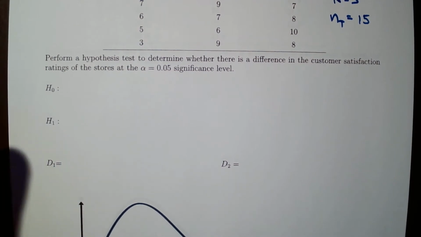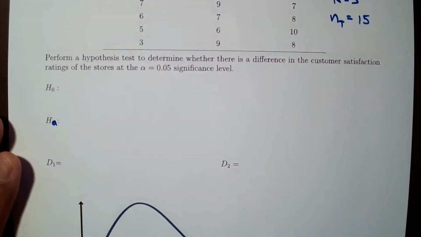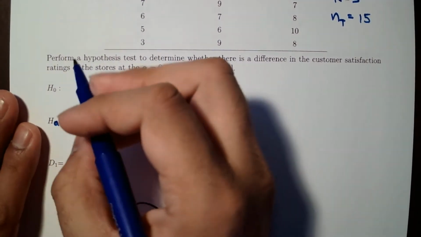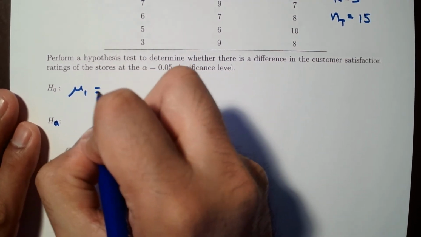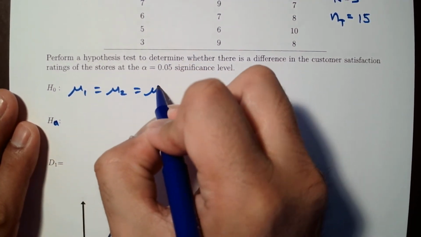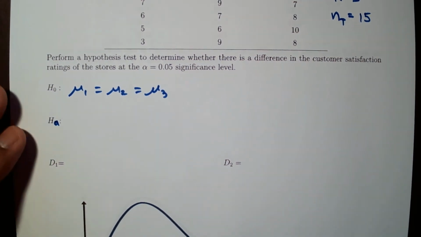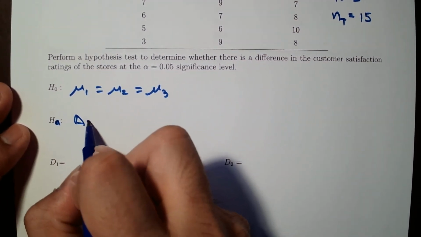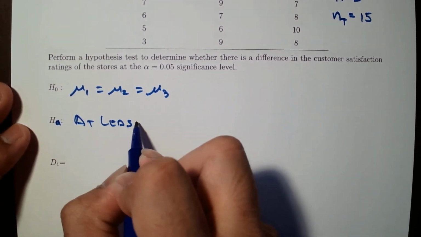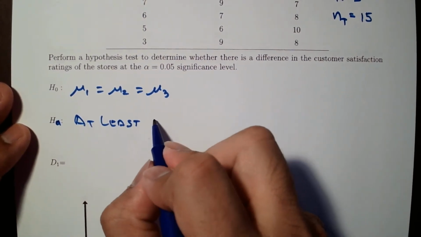The H0 and the HA are going to be exactly the same. So mu1 equals mu2 equals mu3. And the alternative hypothesis is at least one of the means differ.